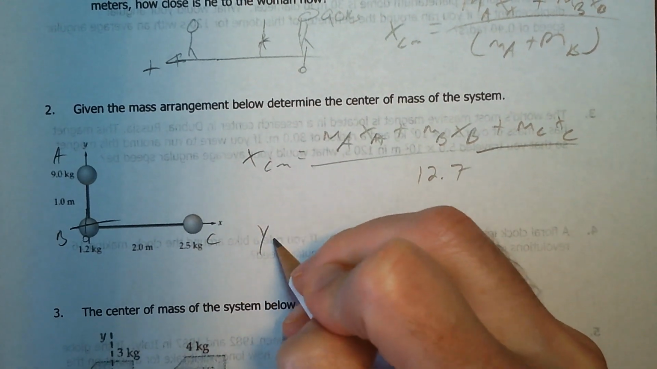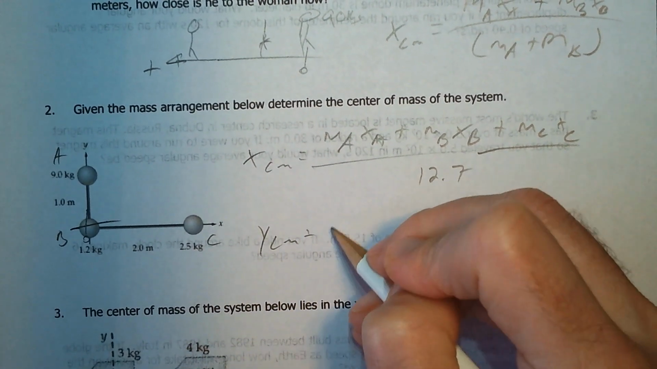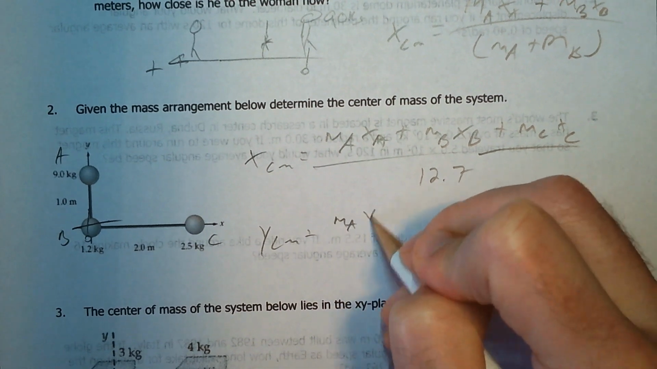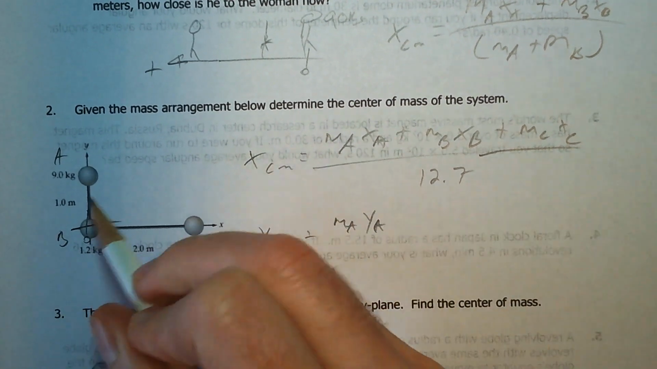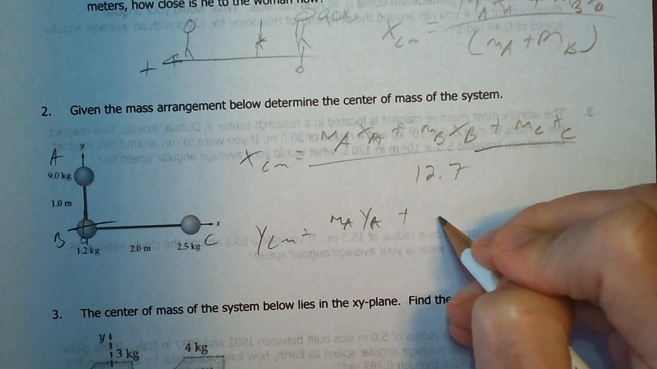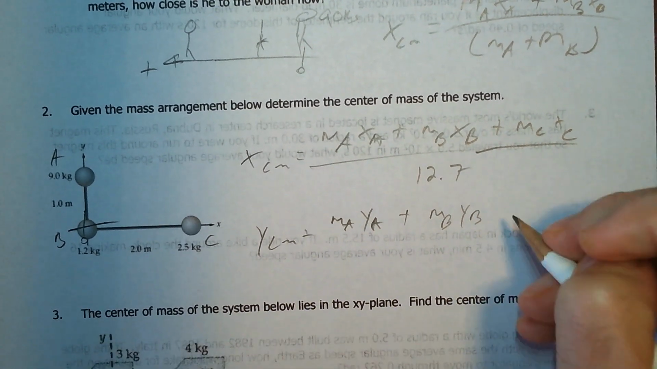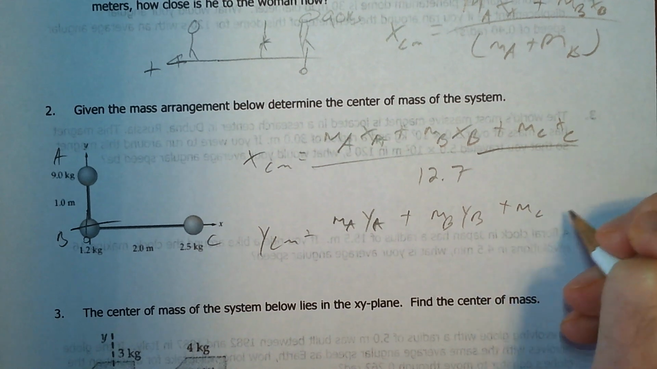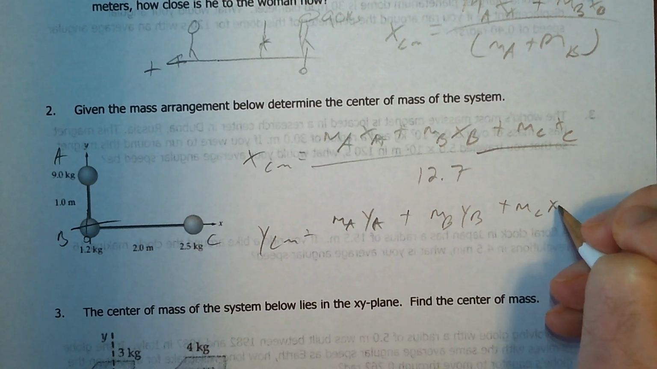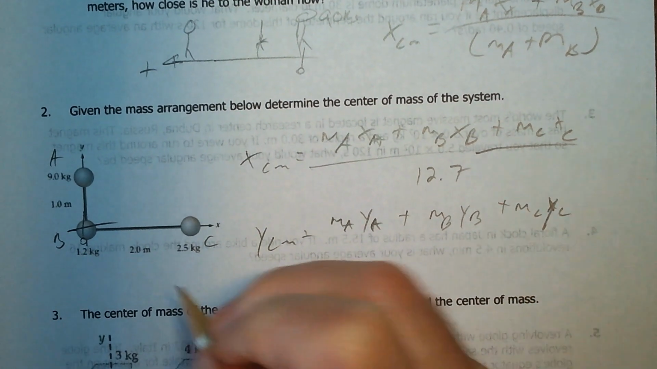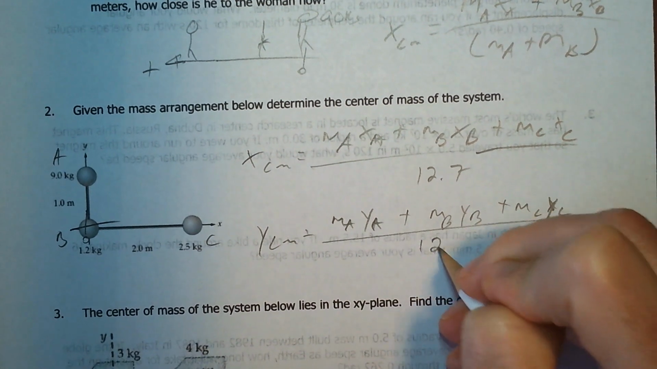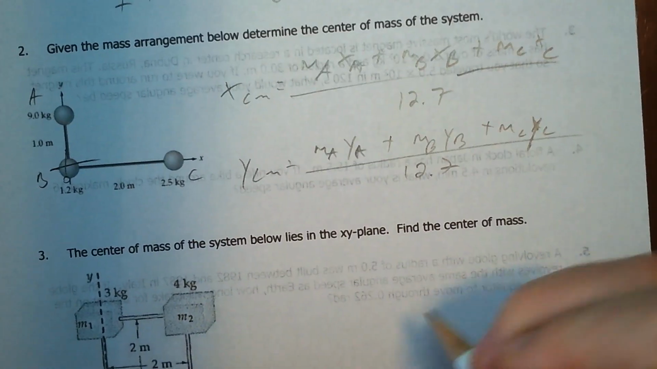There's also going to be a y center of mass. That's the mass of A times the y position of A, which is 1, plus the mass of B times the y position of B, which is 0, plus the mass of C times the y position of C, which is 0, divided by 12.7. Solve that.